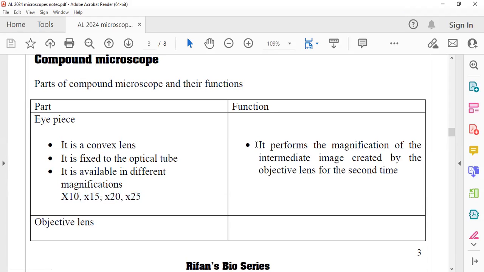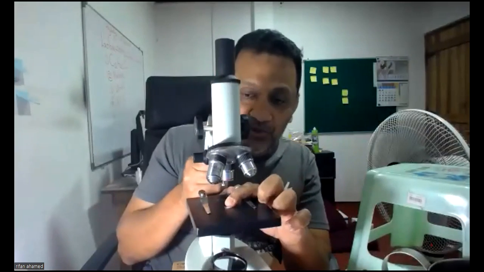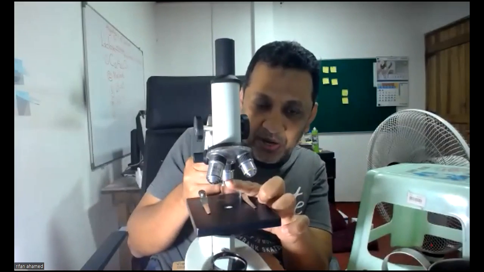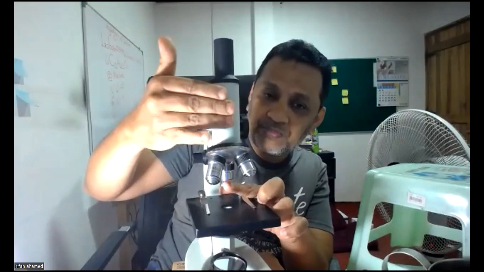Right. So, what is the function of the eyepiece? Read it. It performs the magnification of the intermediate image created by the objective lens for the second time. Actually, here is the object, here is the objective. This is the one going to make the first image. That image will be coming in this region. Understood?